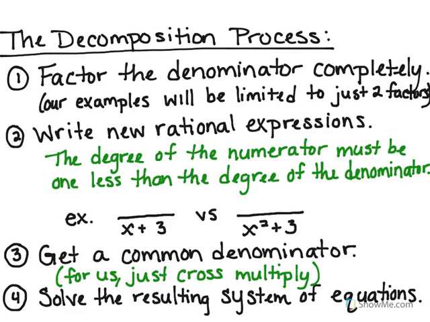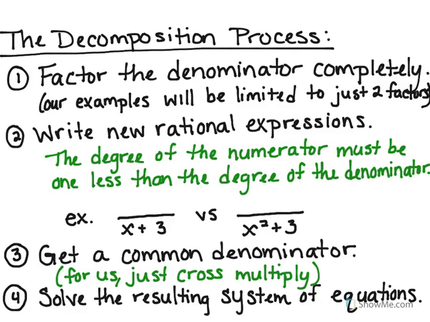Here's the basic process. The first thing you're going to do is factor the denominator completely. Our examples are going to be limited to having just two factors in the denominator, just because we don't have a lot of time to do anything else. Once we do that, we're going to write a new rational expression. It's going to be a sum or a difference. The degree of the numerator must be 1 less than the degree of the denominator.